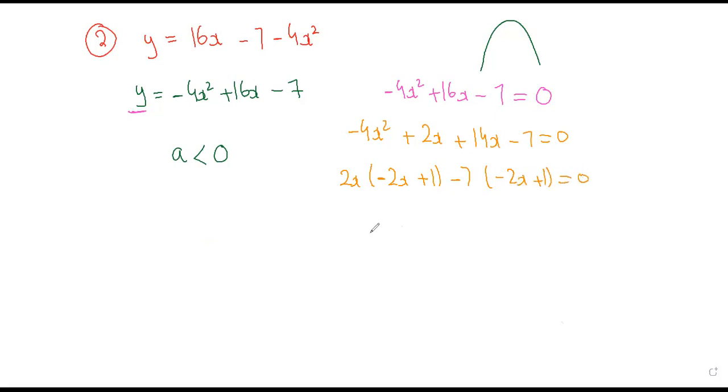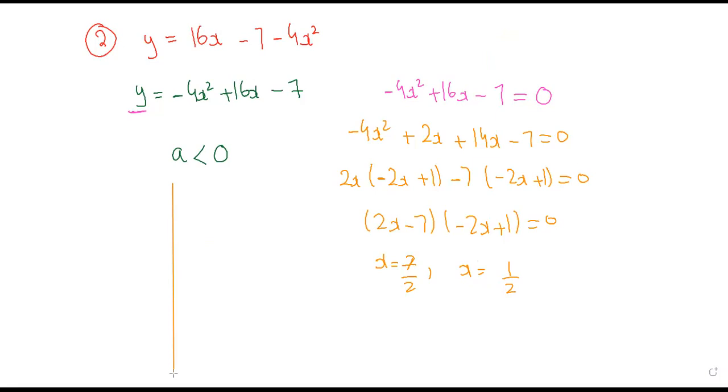You can do factorization according to yourself. That is completely fine. 2x minus 7 into minus 2x plus 1 equals 0. And it would give me x equals 7 by 2 and x equals 1 by 2. Okay. So these are the two values of x. So step 1 was to find out the coefficient of x squared, that was negative, and step 2 was to solve the equation. I'm done.